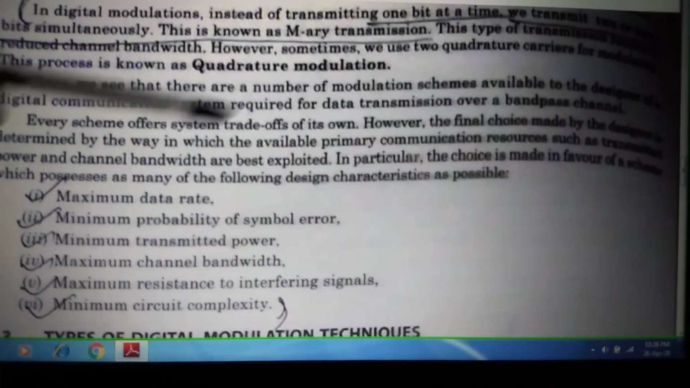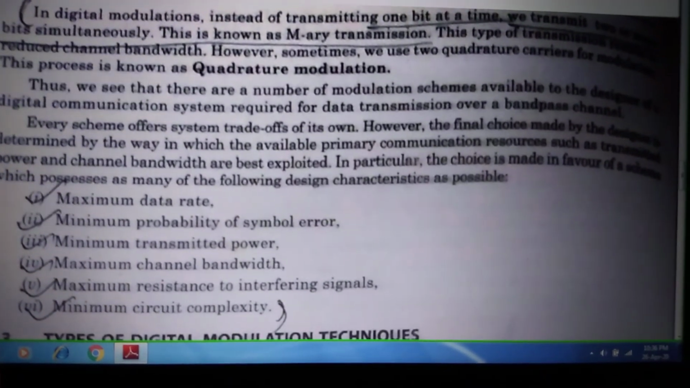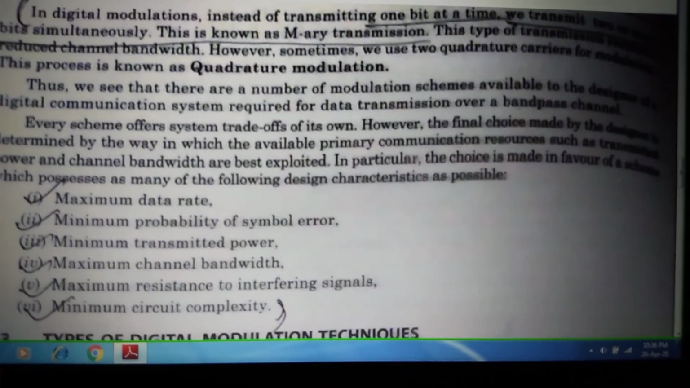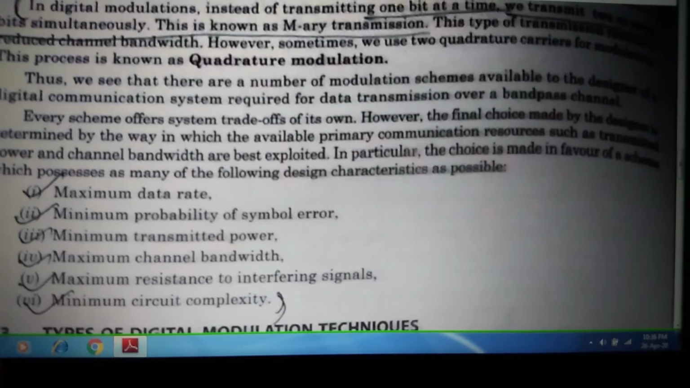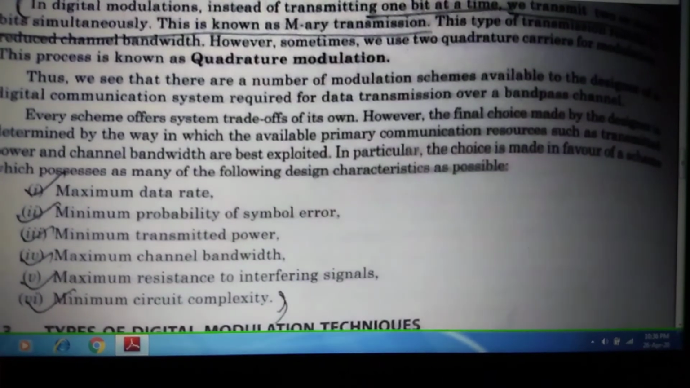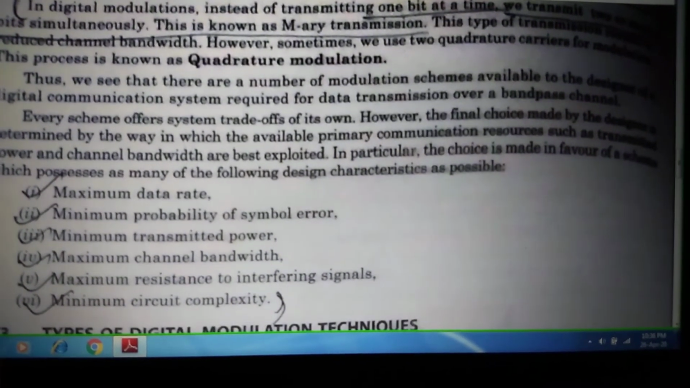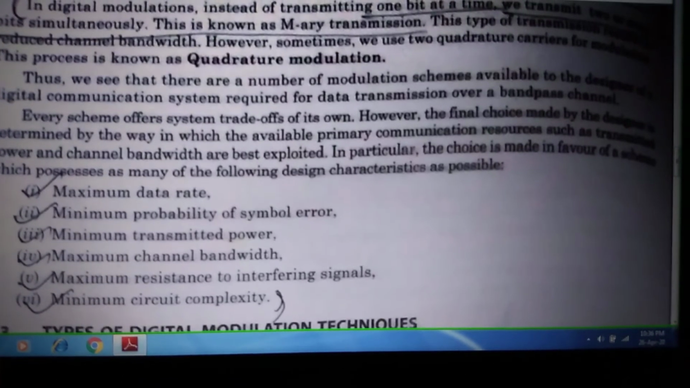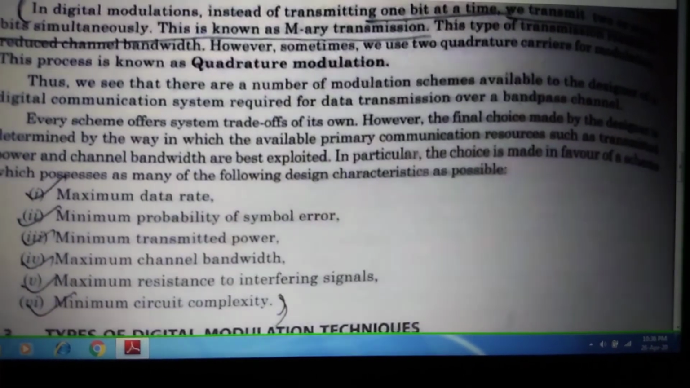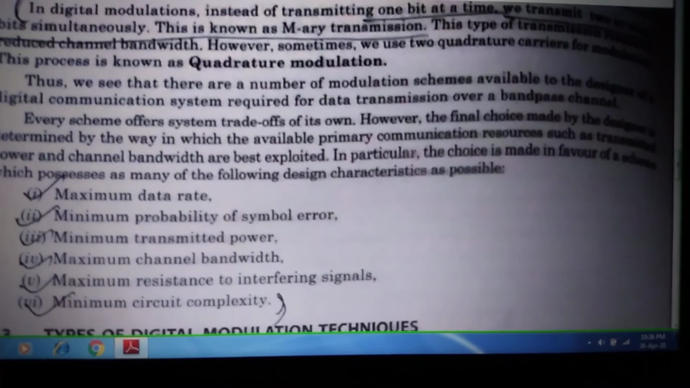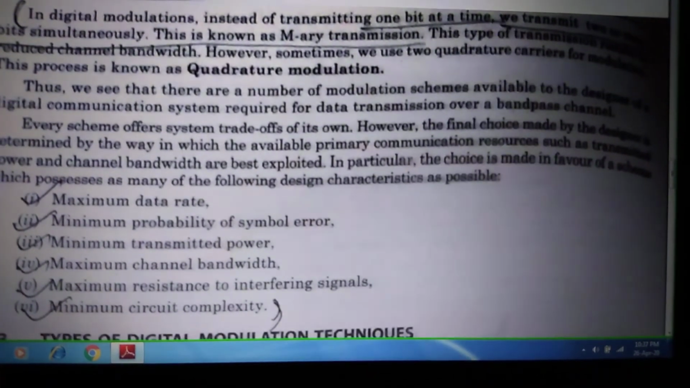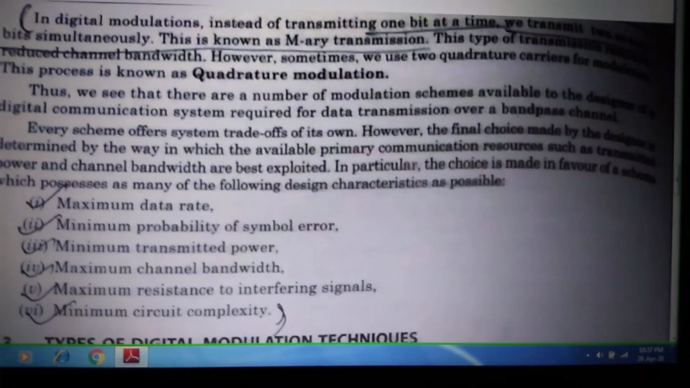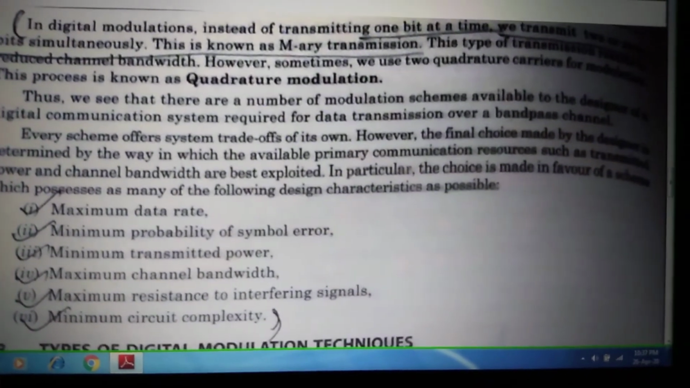The following design characteristics or design parameters have been taken care of. First one is maximum data rate. Next is minimum probability of symbol error. Third is minimum transmitted power. Fourth is maximum channel bandwidth. Fifth is maximum resistance to interfering signals. And the sixth is minimum circuit complexity. Maximum data rate means, in a communication system, we are a little bit bothered about the data rate.